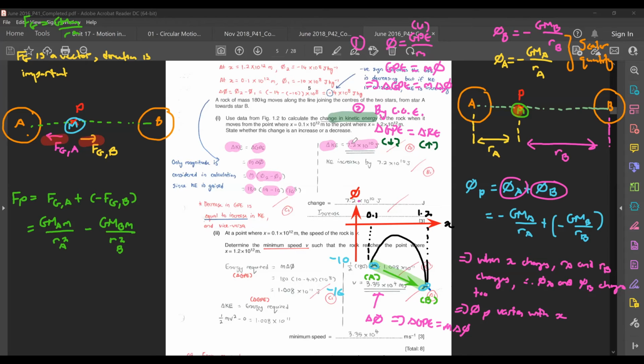All right. But how do I then know that the KE will be increasing or decreasing? It is because I know that GPE decreases, therefore KE increases. So I can say that KE increases by this value. Okay, so that's for this part.